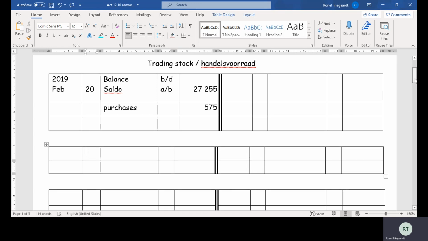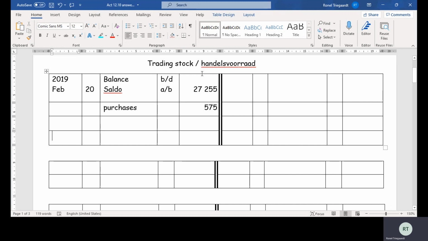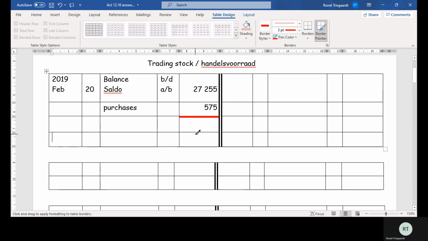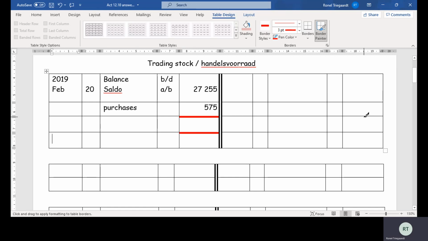Okay. Now I want to show you this. Can you see that trading stock account is wrong? Okay. So what do we need to do? For trading stock, and I haven't showed you this, and this is why we're doing this exercise. You must know by now that trading stock, the opening stock must be transferred out of trading stock. And this is now new, 2019, February the 28th.